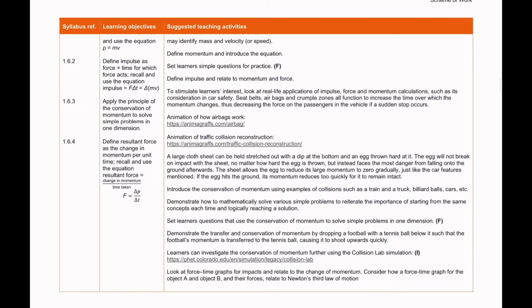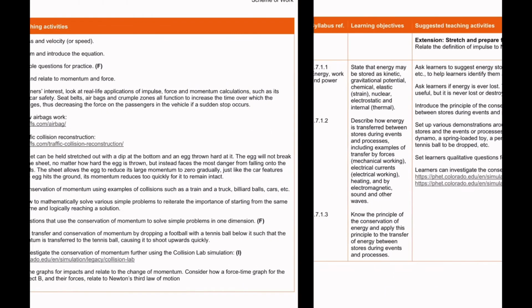Define resultant force as the change in momentum per unit time. Recall and use the equation resultant force = change in momentum / time taken, F = Δp/Δt.